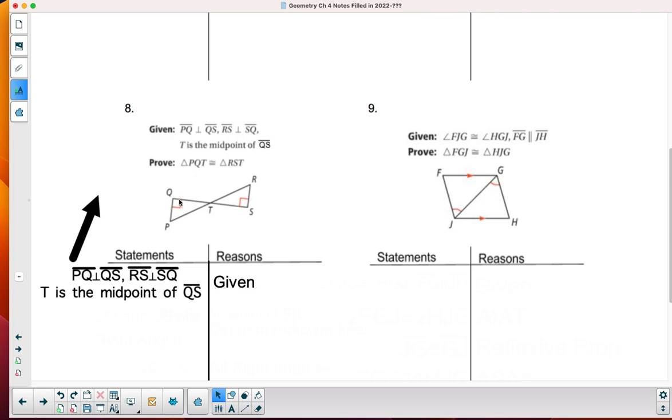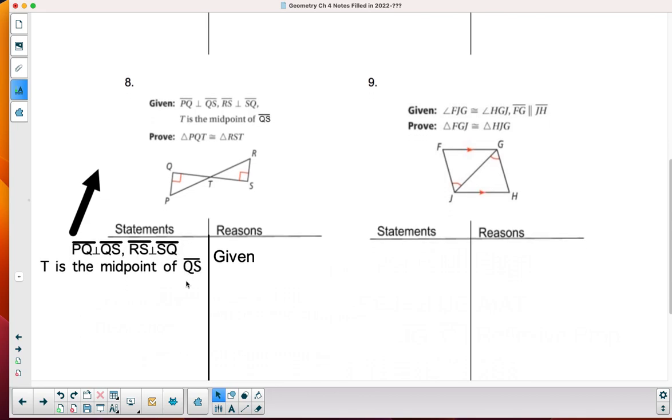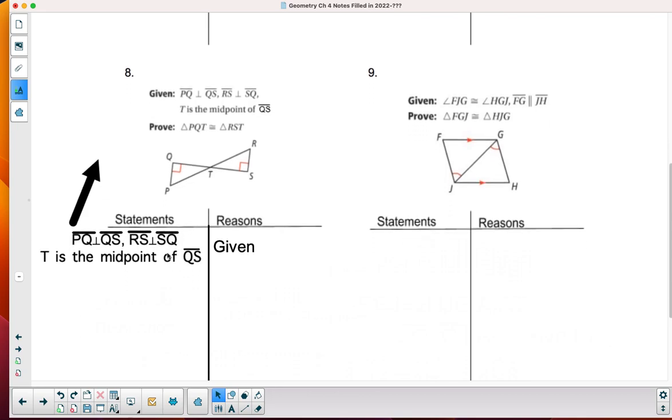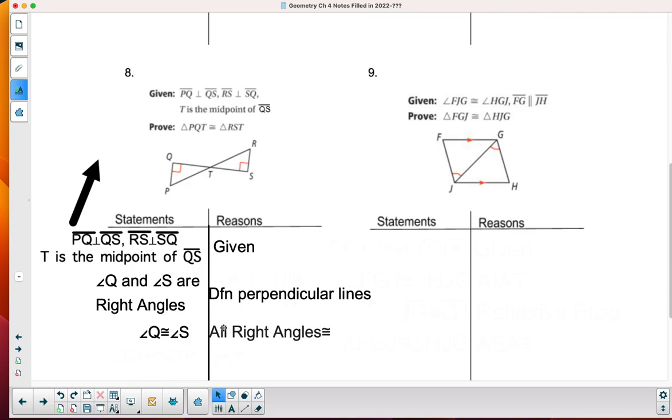Now I'm going to look at this idea of this perpendicular. We're going to take care of this perpendicular 2-step here. Remember these perpendicular lines, PQT and RST, those are right angles created by perpendicular lines. So that's by definition perpendicular lines. So I know Q and S are congruent because all right angles are congruent. So keep in mind what we just did, this section right here is our perpendicular 2-step.